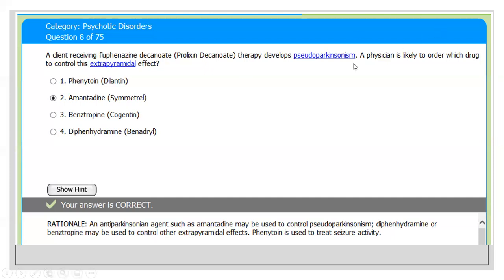So for this patient, which drug is a physician likely to order to control the antipsychotic-induced extrapyramidal symptoms? Extrapyramidal symptoms mean a syndrome or symptoms associated with the extrapyramidal system of the brain, like the cerebral cortex. So how do we treat it? We use amantadine. Phenytoin we use for seizures, right? An anti-Parkinson agent such as amantadine may be used to control pseudo-Parkinsonism. Diphenhydramine or benztropine may be used to control other extrapyramidal effects. Phenytoin is used to treat seizure activities.